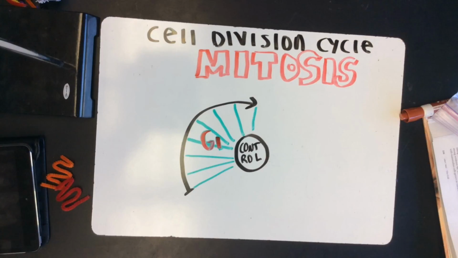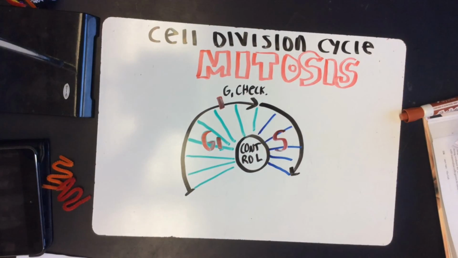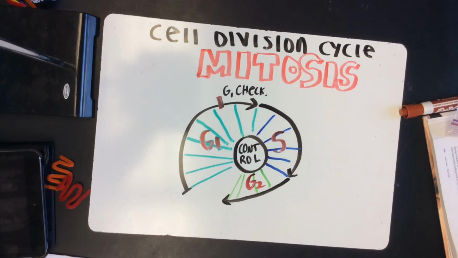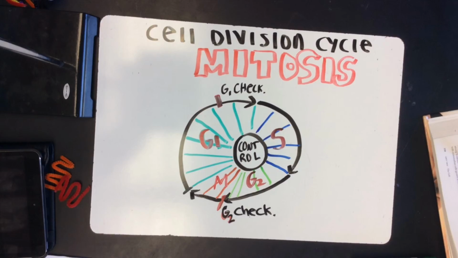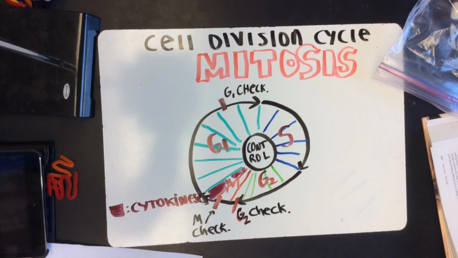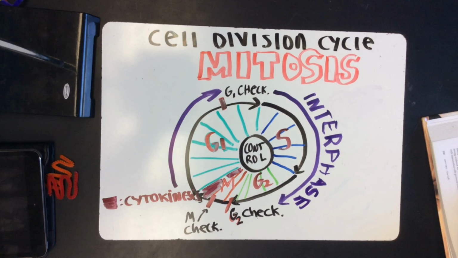The cell division cycle is the reproduction of cells. The G1 phase is the cell growing by producing proteins in cytoplasmic organelles. The G1 checkpoint is checking to see if the cell is big enough or if the DNA is damaged. The S phase is DNA synthesis, where the DNA is replicated. The G2 phase is the cell getting ready to divide. The checkpoint is checking to see if the DNA is correctly replicated or damaged.